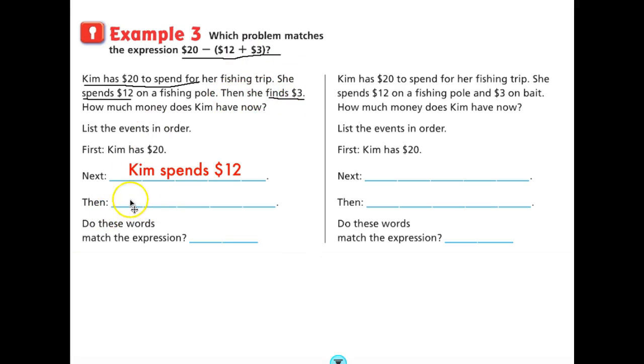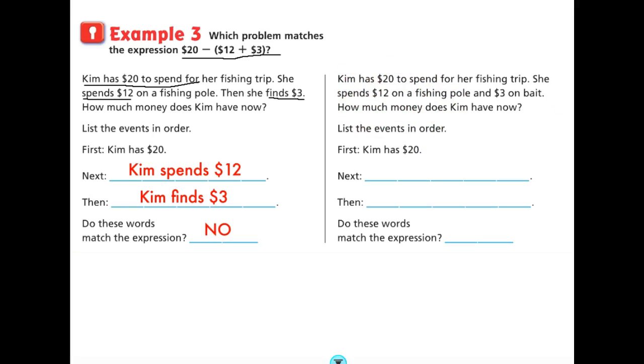Then, our next event is she finds $3. So if Kim finds $3, would we want to add that to the $12 that she spent? Would this match this expression up here? The answer is no. This does not match because she spends $12, but if she finds $3, we would want to add that $3 to the amount that she has, not add it to the amount that she's spending.